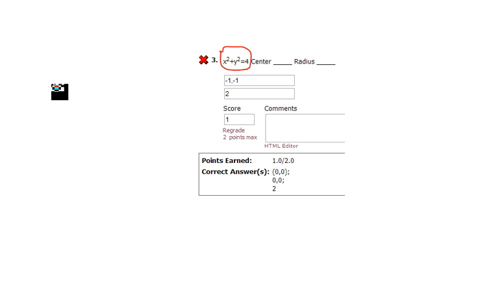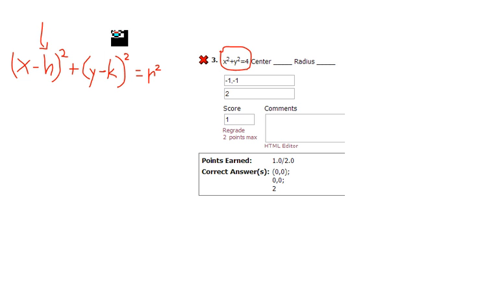So what we need to do is go back to our standard equation of a circle. You'll recall the standard equation of a circle looks like this. Okay, so we have parentheses x minus h squared plus parentheses y minus k squared equals r squared. Now, the h and the k that are represented here are the actual coordinates h comma k of the center.